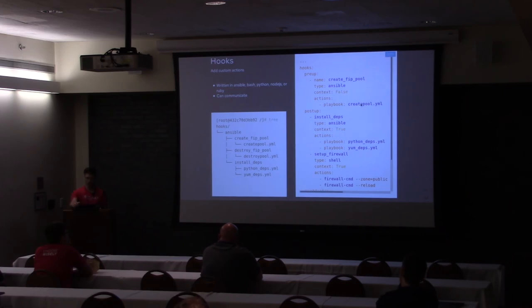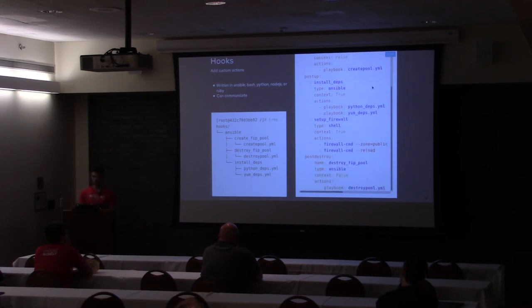And then after the provisioning is done, these two post-up hooks will be run. The first one installs dependencies on the hosts, and the second one sets up a firewall. And then finally, if you run linchpin destroy, after destroying, this post-destroy hook will be run to destroy the floating IP pool. Now, let's say for your first script, your create FIP pool, you only wanted to create the pool if it doesn't already exist. And then you only want to destroy the FIP pool at the end if you had to create it in the first place.